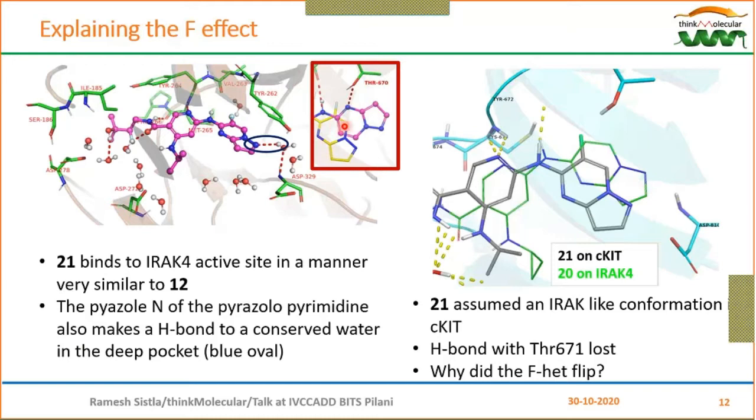Now, when you had the fluoro, even on cKIT, this compound actually flipped, such that it adopted an IRAK4-like binding mode. So this picture shows how, with the fluorine incorporation on cKIT, this compound has lost the hydrogen bond with threonine, and it's somewhat displaced, and it's not making very productive interactions with cKIT in order to inhibit it. Now, why did the fluorinated hydrocycle slip, as opposed to the desfluoro hydrocycle?